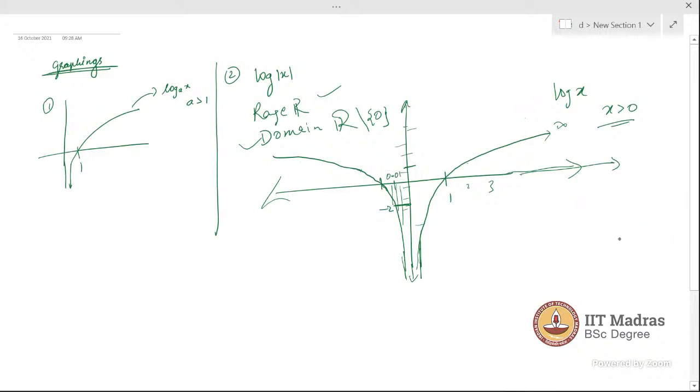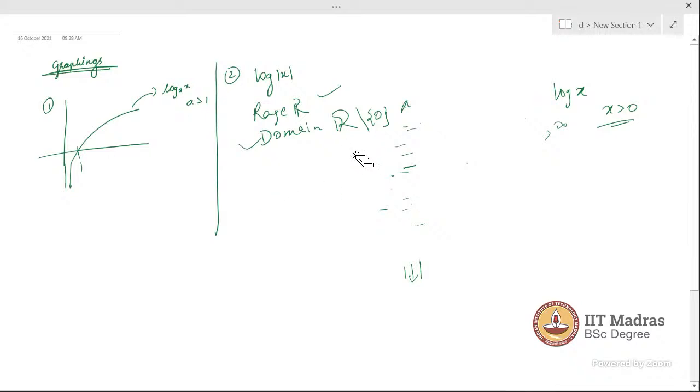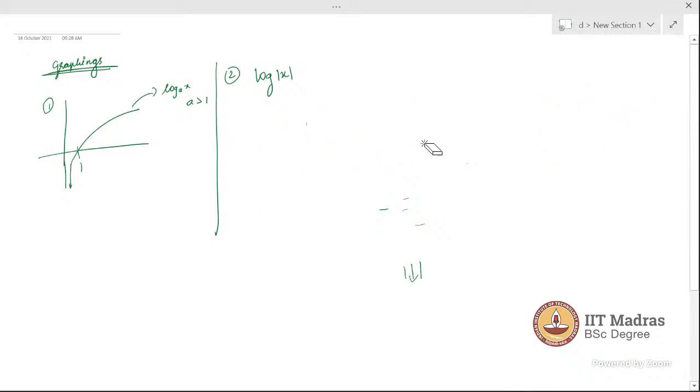So now, having known this, I told you what the standard questions are which can be asked, something like this. Now let's build some complexity on these graphs. So now let's see what all we can do with these graphs. Mod of log x. Now could you tell me what the graph for this is?